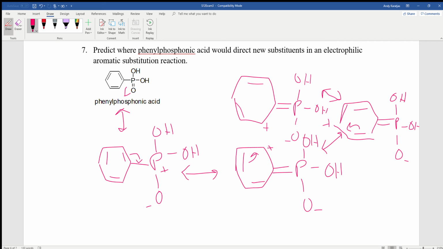So we know this is a deactivating group, but more importantly, because of that, it will direct new substituents in any sort of substitution reaction to the meta position relative to itself.